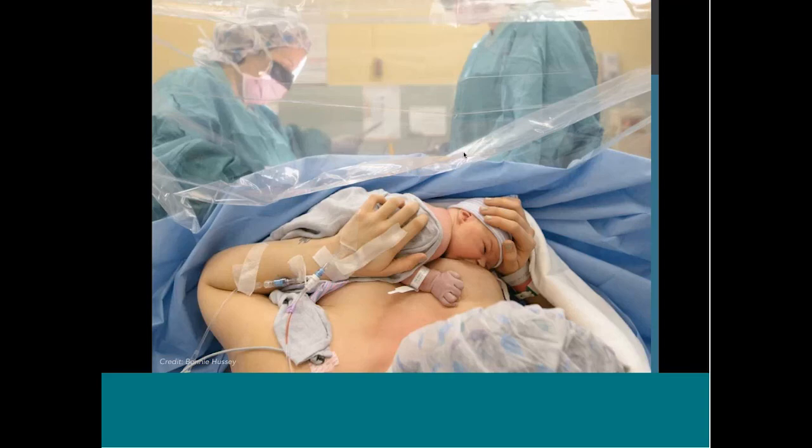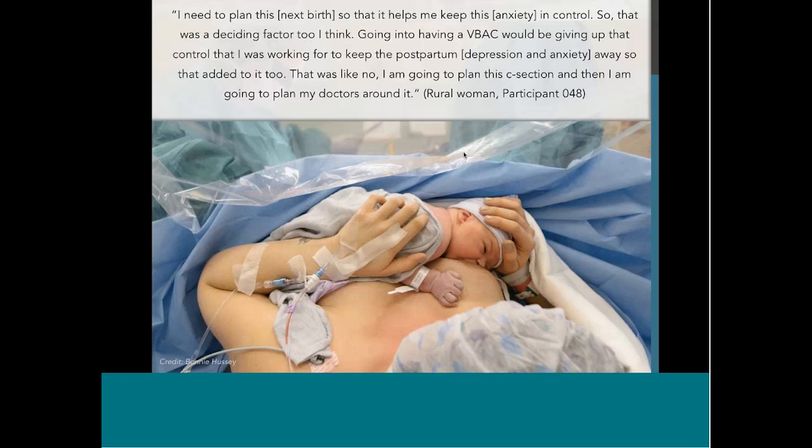Here is an example from one of our participants who talked about how important it was to be in control, and she talks about the timing of the decision. Right here, she's speaking about her decision-making process in between pregnancies. She said, "I need to plan this birth so that it helps me keep this anxiety in control." So that was a deciding factor for her choice of mode of delivery. "Going into having a VBAC would be giving up that control that I was working for to keep the depression and anxiety away. So that added to it too. I'm going to plan this C-section, and then I'm going to plan my doctors around it."